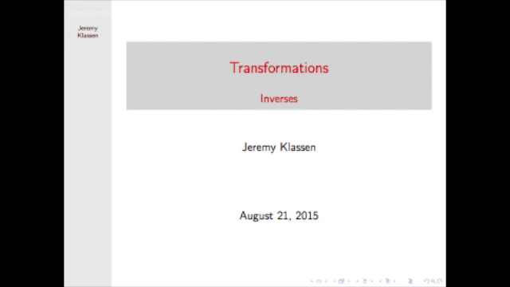Hi everybody, this is lesson 2.3.2, and in this lesson, in the transformations chapter, we're going to take a look specifically at inverses. Now, inverses are a type of reflection, and although we did reflections in the last lesson, we're going to focus specifically on inverses in this one.